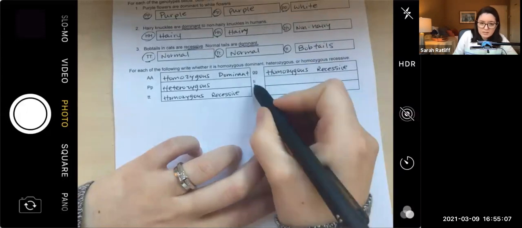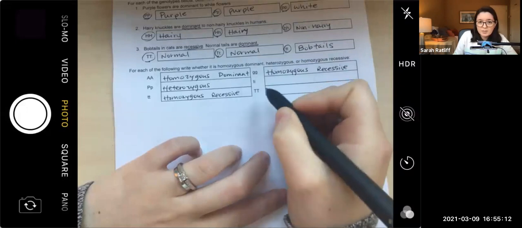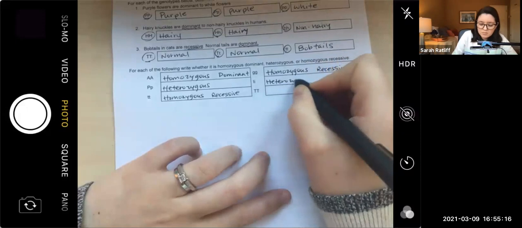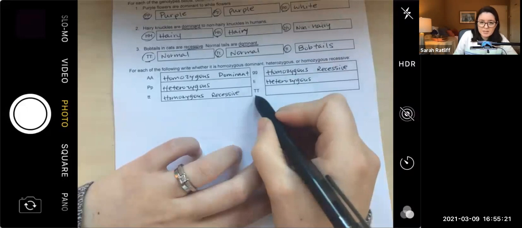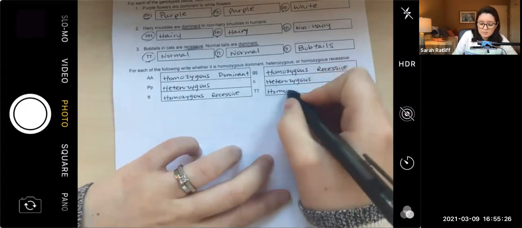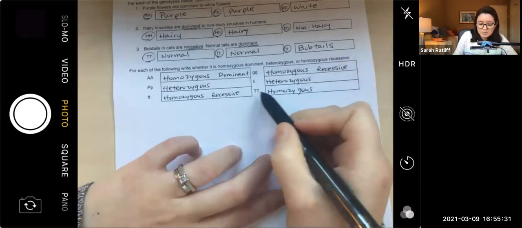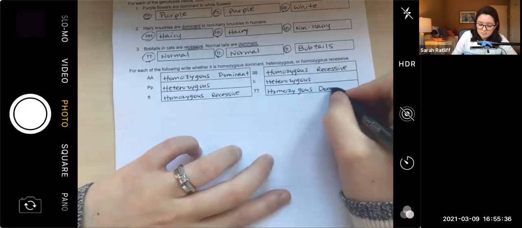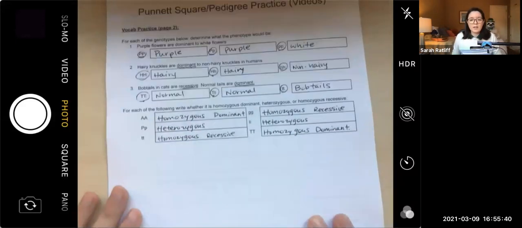Next up, we have a capital I, little i. They are different capitalizations, so it will be hetero. And lastly, we have a big T, big T. They are the same capitalization, so it will be homozygous. And because they are capital, that means they're going to be dominant. That is the end of our vocab practice here.